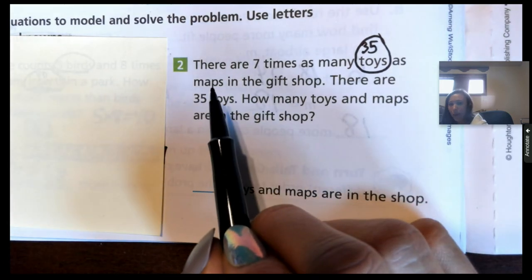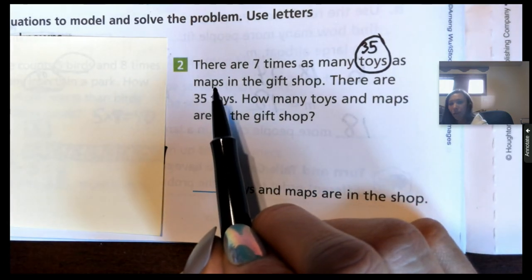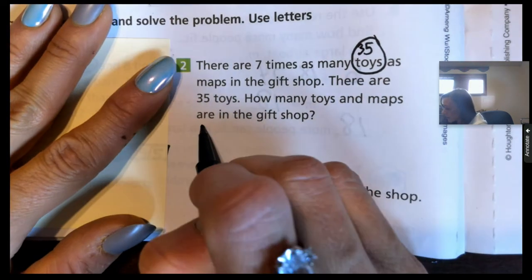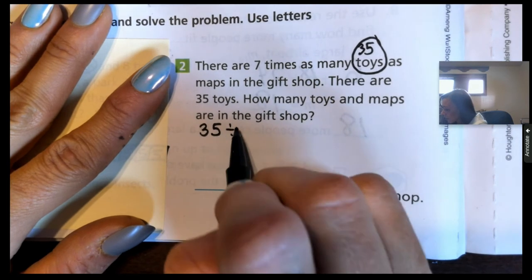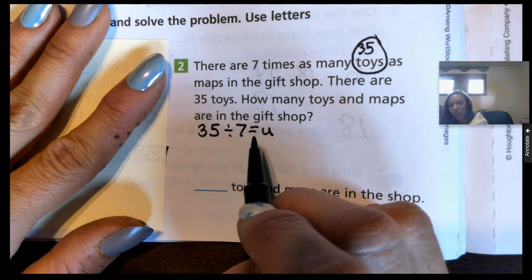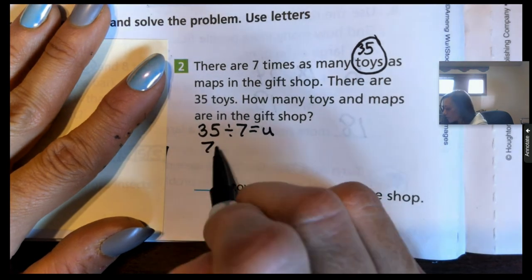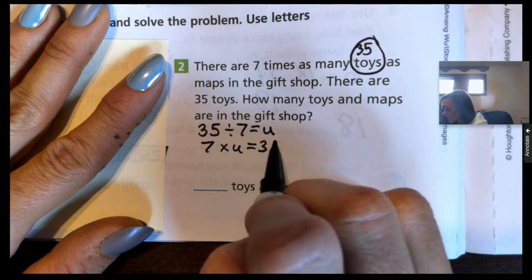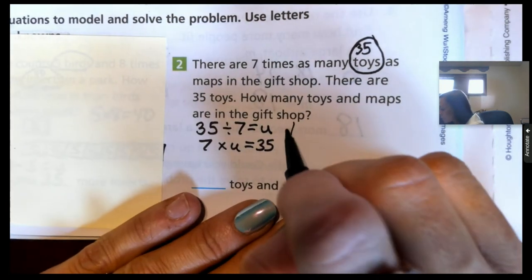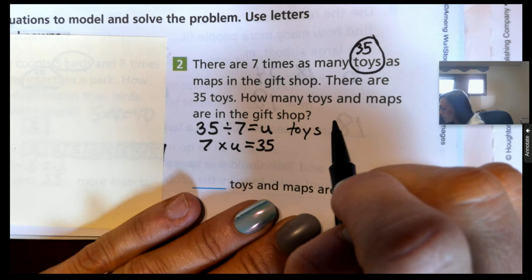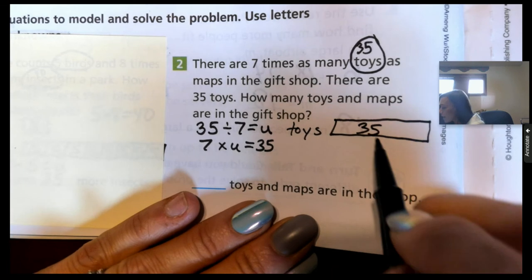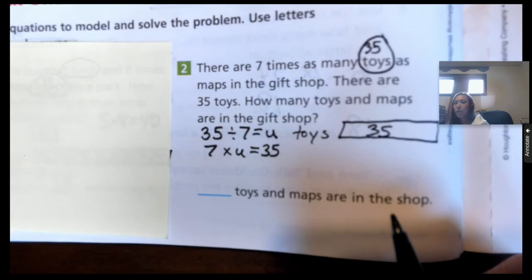So if I want to figure this out, I'm going to be dividing. And if I made a division sentence for this, I would say that 35 divided by 7 equals the unknown. Or if you think about the fact family, the same problem could be 7 times the unknown equals 35. So let's start with what we have. We have toys. And I can show toys. I'm going to make a big box for the toys because I know that the toys are more. There was 35 toys altogether. What I need to find out is how many maps.